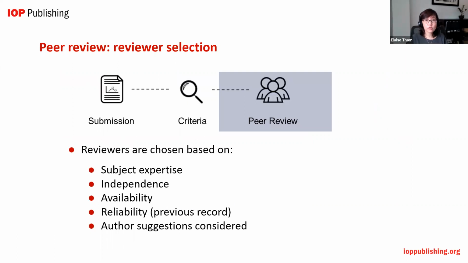Reviewers are invited to review the paper based on their subject expertise, their independence from the work, their availability to perform the review in a timely manner, as well as their previous record of good reviews. We may also consider author suggestions for referees, but we will check for their independence and also check their identities to make sure that the contact information is real. If the authors have also included information on people they do not wish for us to contact as referees, we will also respect their preferences.